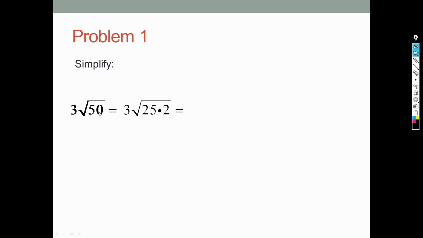Now, if that had been something like 3 times the square root of 31, 31 doesn't have any perfect squares, so that would be your answer. But in this case, using the properties that we just looked at, you can break it down this way. Once you have it factored out in the radicand, you can do this, and of course the square root of 25 is 5, and that's going to multiply the coefficient of 3 also.